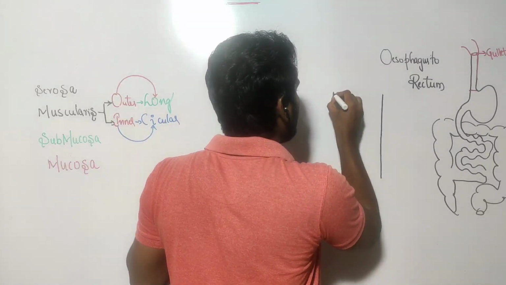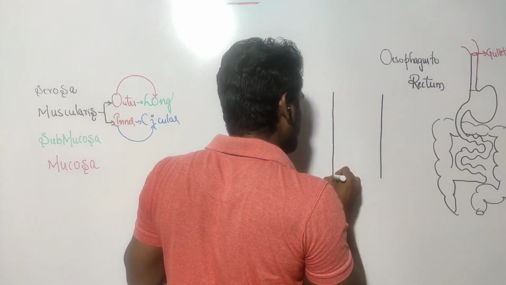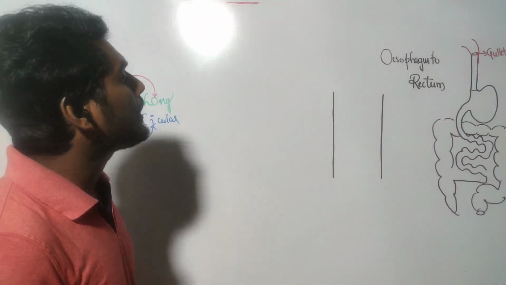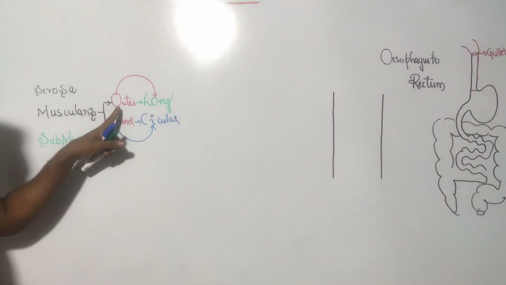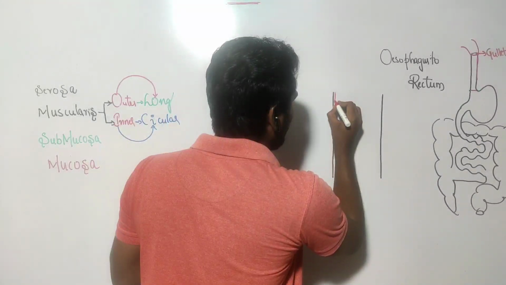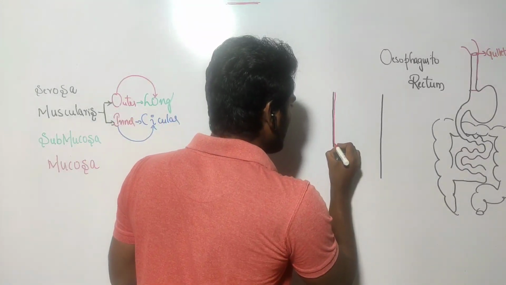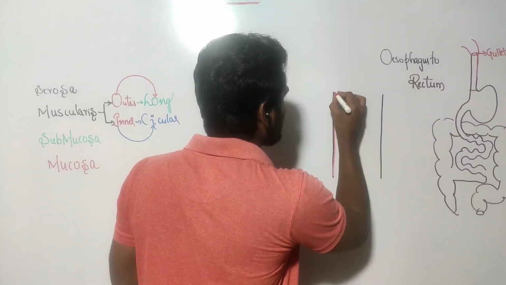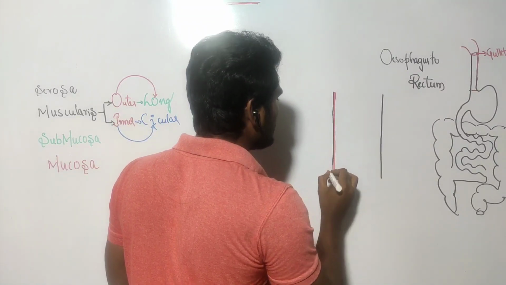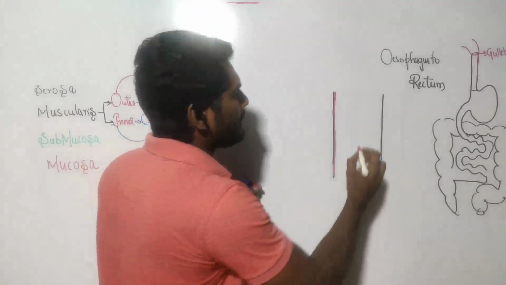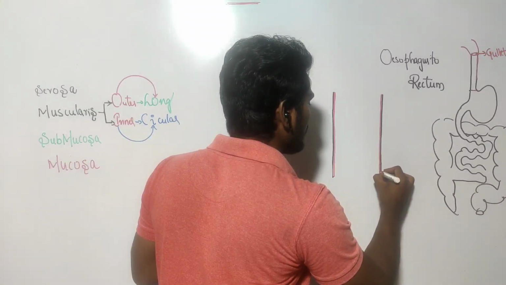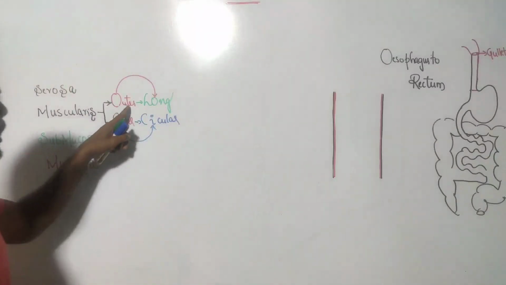This is the serosa layer. I am drawing only the esophagus. Serosa layer. Serosa is followed by which layer? Muscularis. In muscularis, how many types of muscles are there? 2 types. The first type of muscle is longitudinal muscle. This is the longitudinal muscle which I am representing. Black color is serosa and the red color is muscularis. Which muscle is this? The outer longitudinal muscle. In this manner, there is the presence of the outer longitudinal muscle.